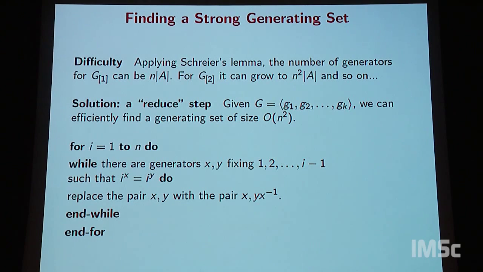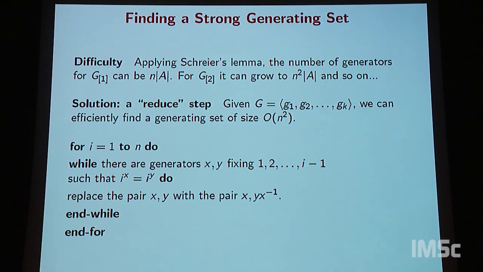It doesn't change the group. Yx inverse doesn't move the point 1, so it moves up the table to the next level. I repeat this, the bottommost layer, as many times as I need to. The cardinality of the bottommost layer will shrink to n minus 1.